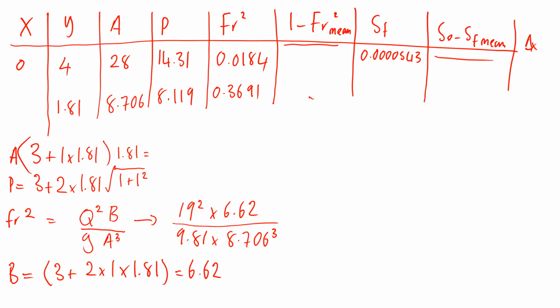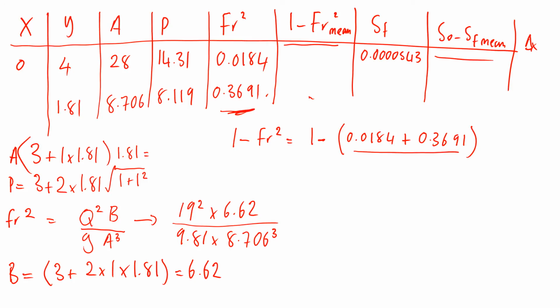Now for this column here, we're going to take a mean of these two values, that value and that value. So 1 minus f of r squared is equal to 1 minus 0.0184 plus 0.3691 over 2. We're taking a mean, and once you do that you'll get a value of 0.806 that sits in between these two values. So that's taking the mean value of f of r squared.